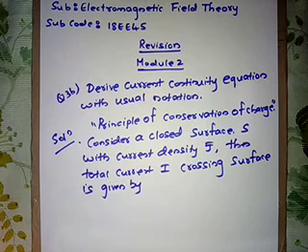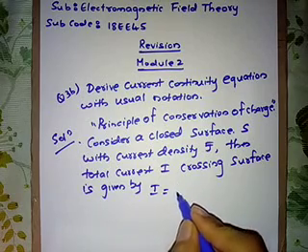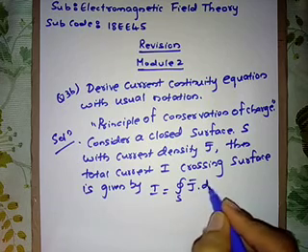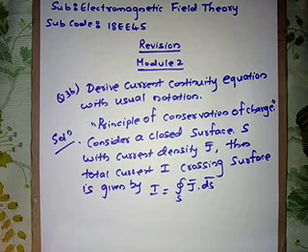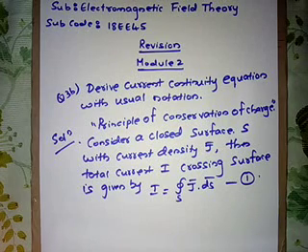So the equation for the current in terms of current density is given by I is equal to the closed surface integral of J bar dot ds bar. J bar is current density, that is current per unit area. So area and area will cancel and current will remain. LHS will be equal to RHS. Take it as equation 1.